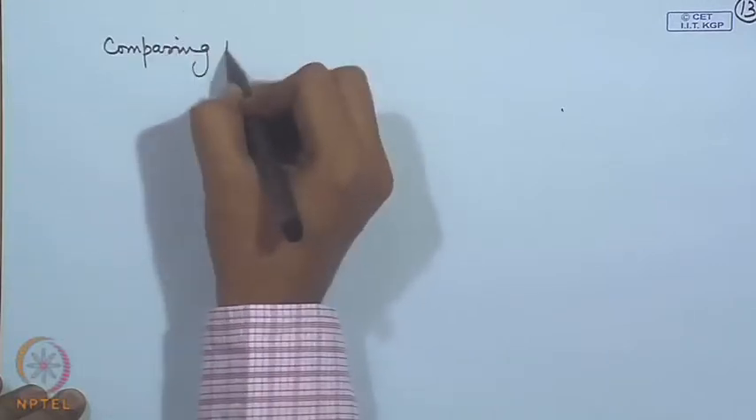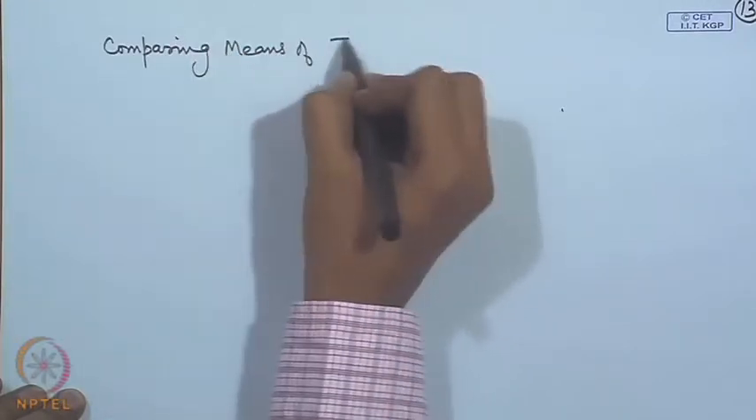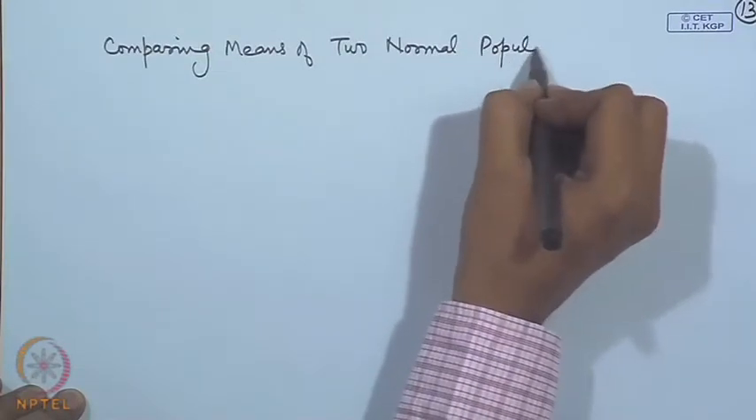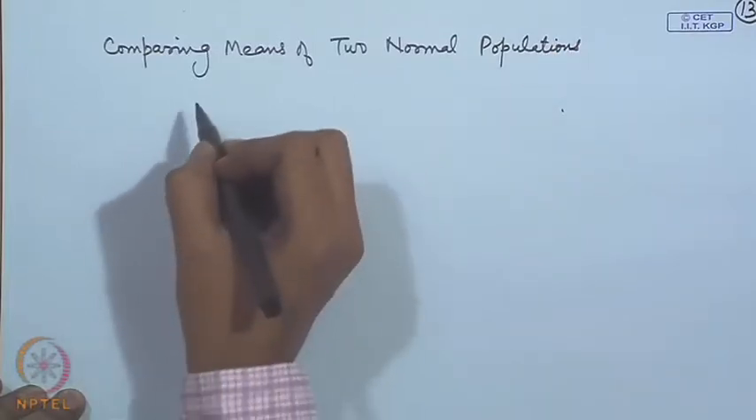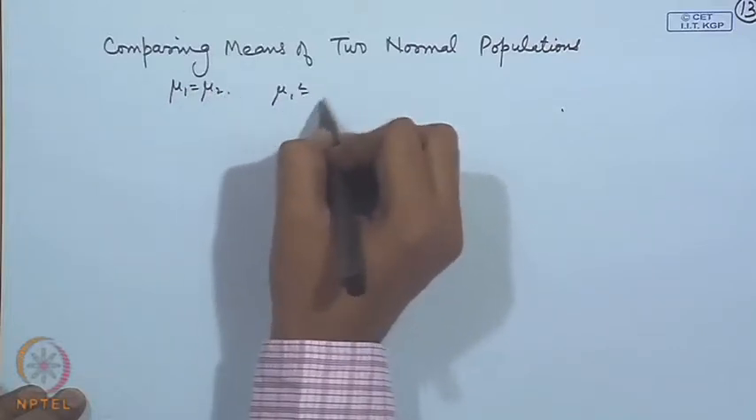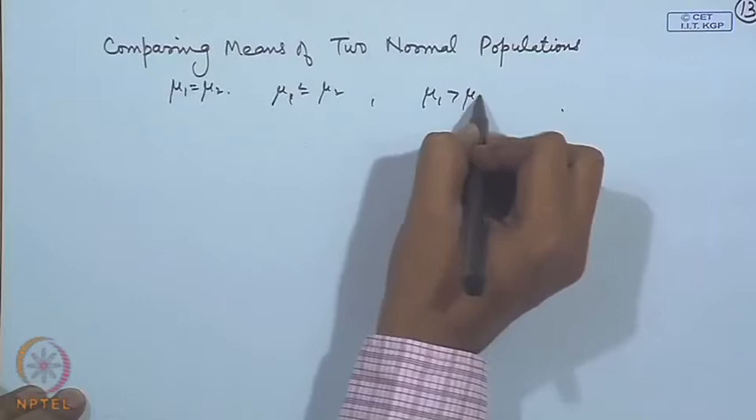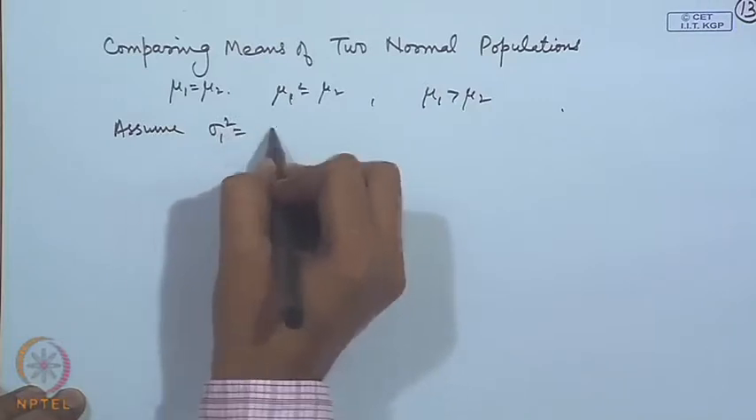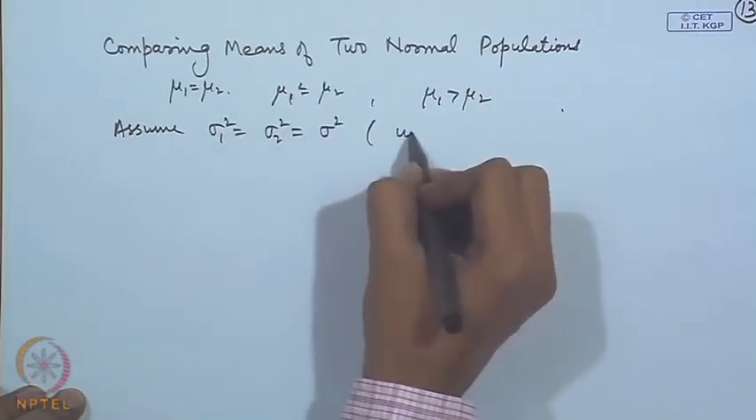Now, let me consider comparison of two means of normal populations. That means we want to test whether mu 1 is equal to mu 2, mu 1 less than or equal to mu 2, or mu 1 is greater than mu 2. We assume here that sigma 1 square is equal to sigma 2 square is equal to sigma square. This is of course unknown here.